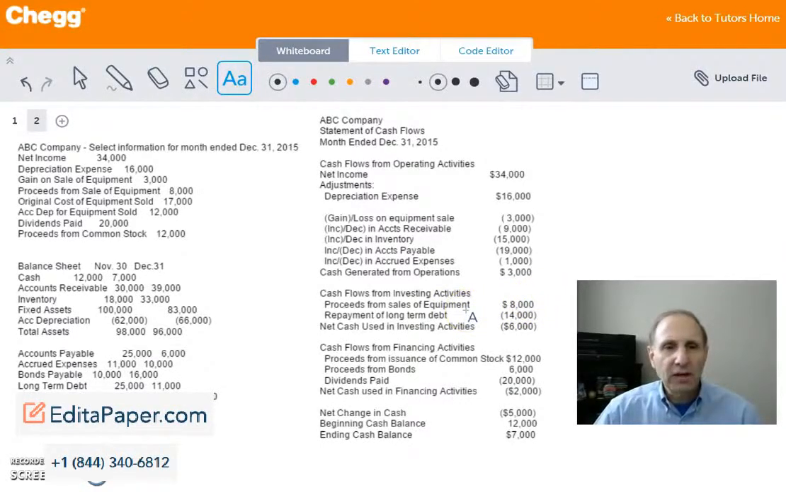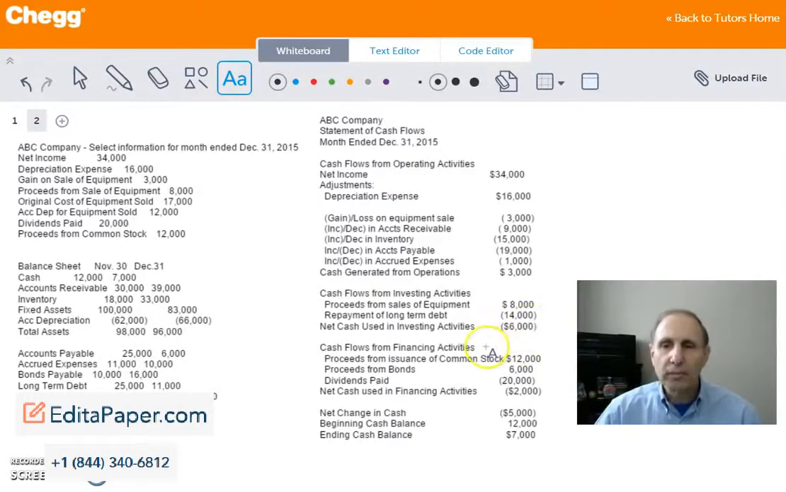We also see that the company repaid some long-term debt. And we can tell that by looking at the balance sheet, where at the end of November, their long-term debt was $25,000, and at the end of December, it was $11,000. So we can tell that they repaid long-term debt by $14,000. Obviously, that's a use of cash. They're the only two items that apply for investing activities. So we add those, and we see that we have a net cash used in investing activities of $6,000.